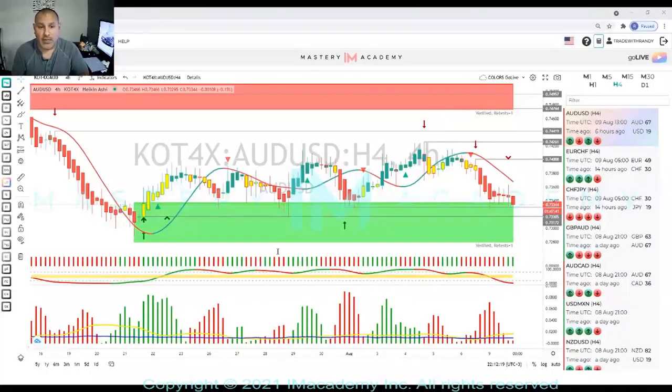Exactly, Emerald. Exactly. When it goes into the red box, we may be looking to sell. When price goes into the red box, we may be looking for it to sell.